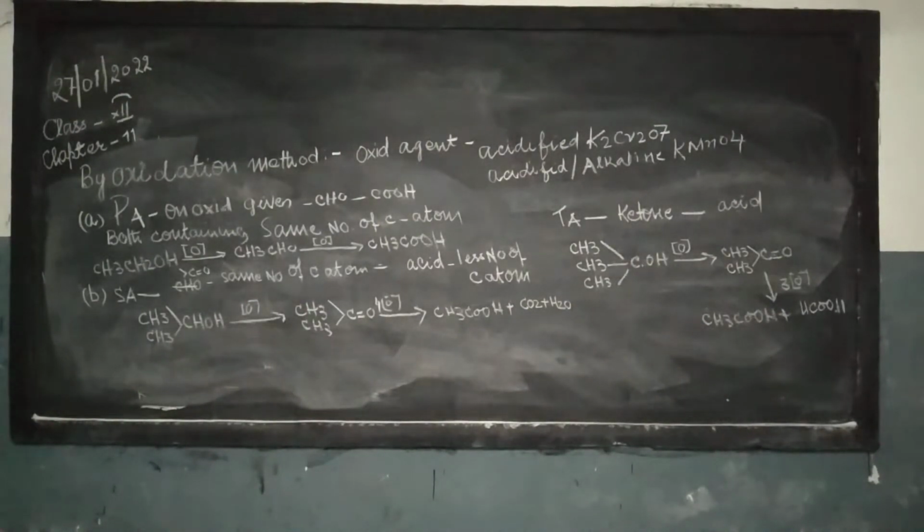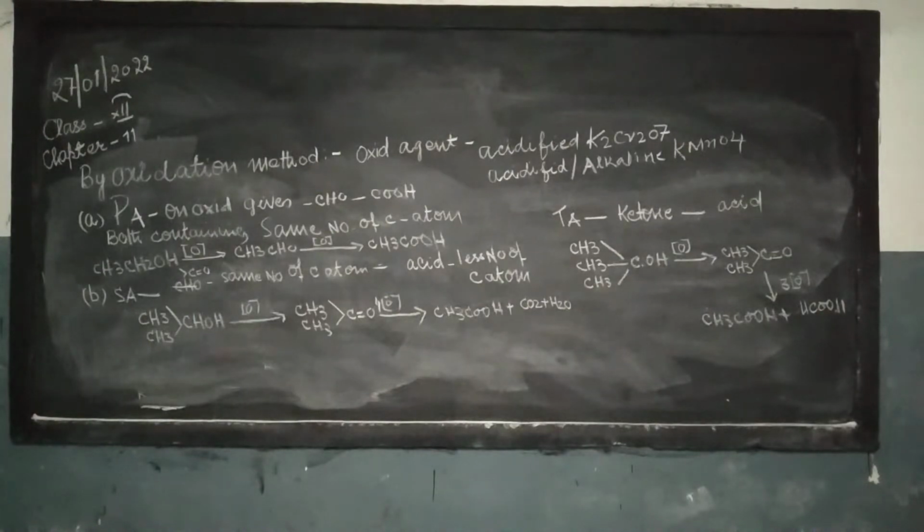CH3CH2OH. It is ethyl alcohol. On oxidation, it gives aldehyde CH3CHO. This is acetaldehyde, which on further oxidation gives acetic acid. Now check. Ethyl alcohol contains two carbon atoms. Our first product, aldehyde, also contains two carbon atoms, whereas the acid also contains the same number of carbon atoms, that is 2.